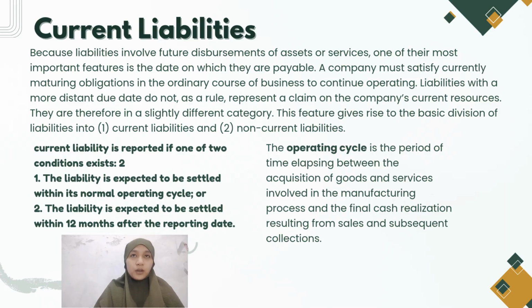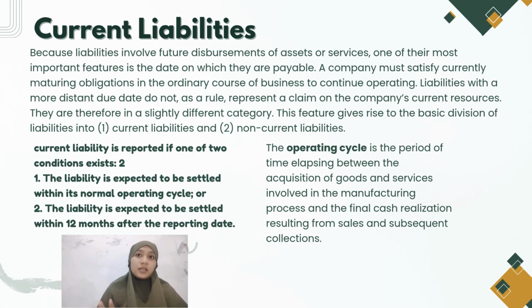Okay, now we're gonna talk about current liabilities. First of all, because liabilities involve future disbursement of assets or service, one of their most important features is the date on which they are payable. A company must satisfy currently maturing obligations in the ordinary course of business to continue operating. Liabilities with a more distant due date do not, as a rule, represent a claim on the company's current resources. Therefore, they are in a slightly different category.